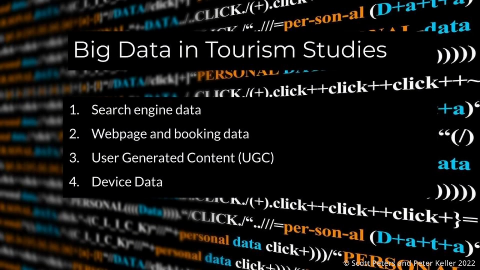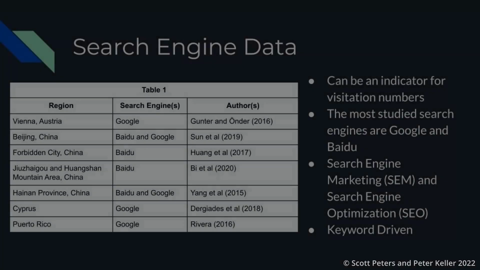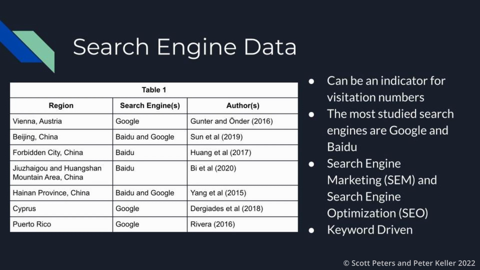Now, it is this value that has really attracted the attention of tourism marketing, planning, and research with a number of emerging trends. In order to make sense of these trends, we separated big data streams into four categories as seen here, and we'll be touching on each of these categories briefly. Search engine data has been used in tourism research primarily to predict tourism volume at a variety of different geographical scales, from tightly bound destinations like resorts and cities to larger tourism regions and entire countries. And you can see an example of that here in Table 1.